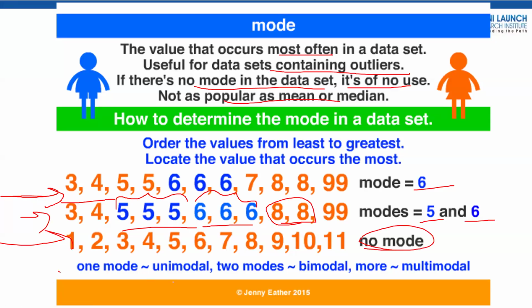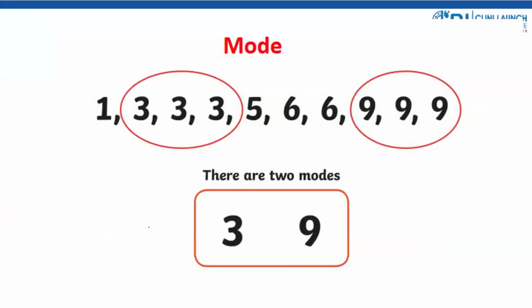So modes can be unimodal if you have one mode. If you have two modes, it is called bimodal. And if you have more than two modes, then it is called multimodal data. Now what I want to say over here is, even though we have learned mean, median and mode, mean is the only measure of central tendency that is used in any statistical report or clinical evaluation report. Okay, so that is all about mean, median, mode.